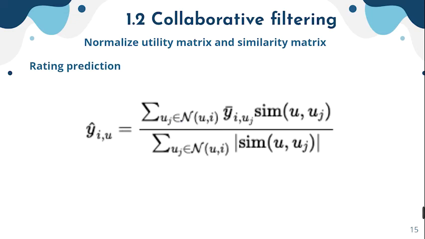In the final step, the predicted rating is frequently determined by a weighted mean of the K ratings for item I. This is a popular formula to determine this.